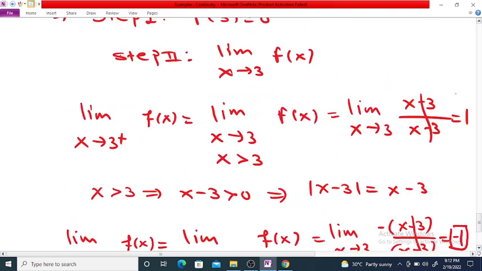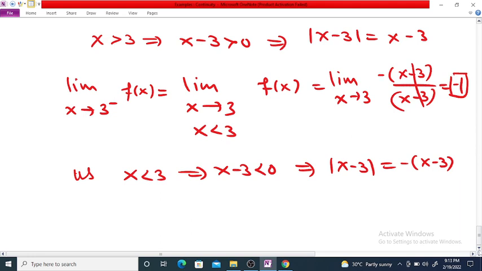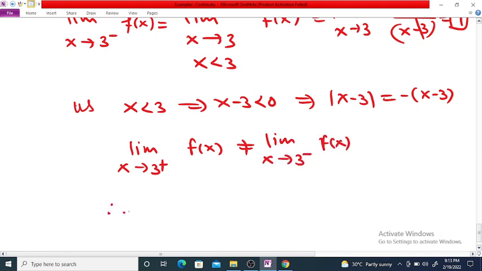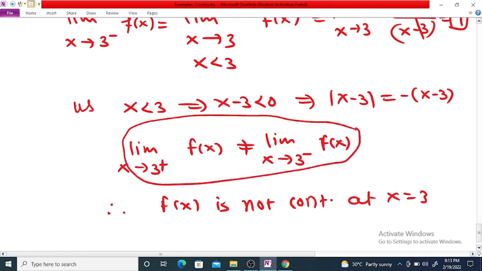So the left hand limit is minus 1 and the right hand limit is 1, and therefore the limit as x tends to 3 plus of f(x) is not equal to the limit as x tends to 3 minus of f(x), and therefore f(x) is not continuous. That is, this limit does not exist, so f(x) is not continuous at x equal to 3. Why? The limit does not exist, so it is not continuous. Step number 2 fails.